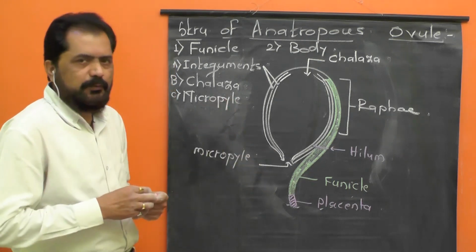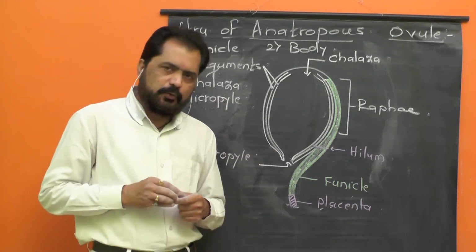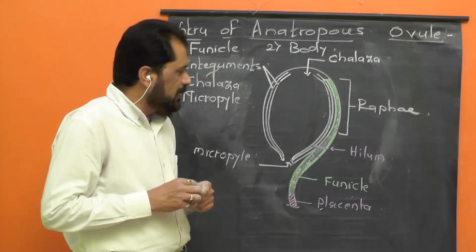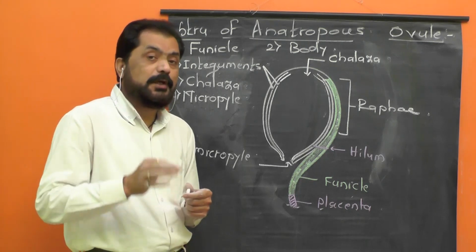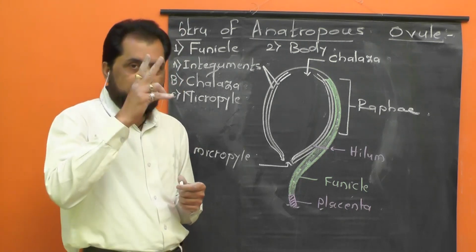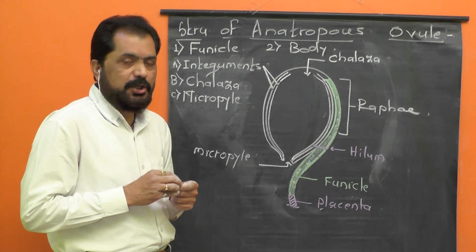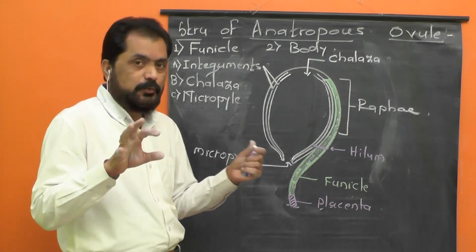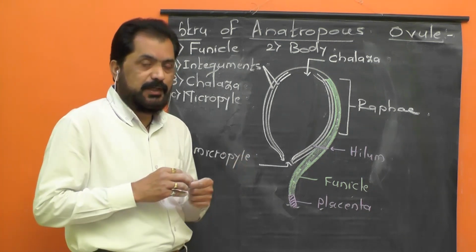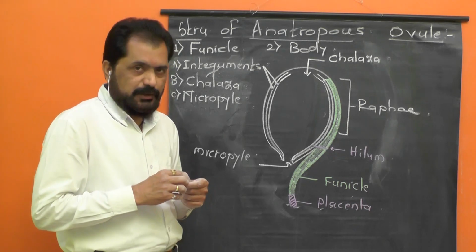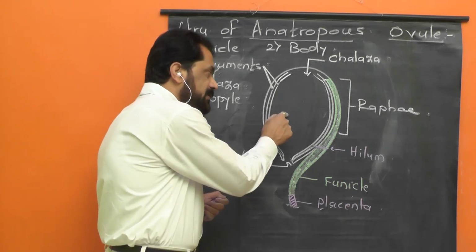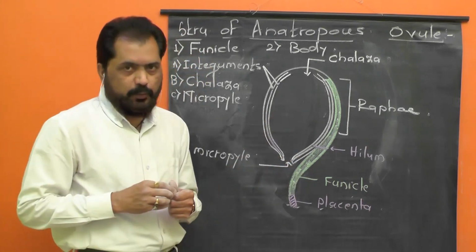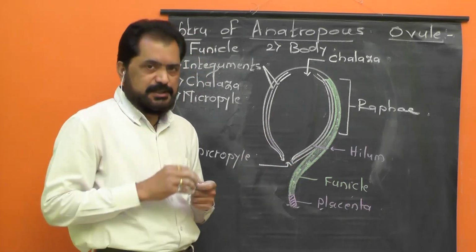Simultaneously and briefly, I want to tell you the function of micropyle. Micropyle provides passage for the entry of pollen tube at the time of fertilization. I hope you do remember, in my last lecture, we have seen pollen tube, carrying the male gametes. So that pollen tube enters into the ovule through this micropyle at the time of fertilization.